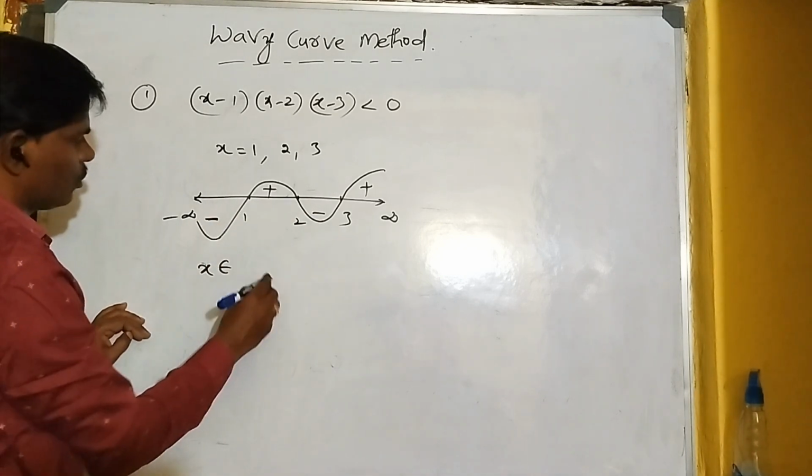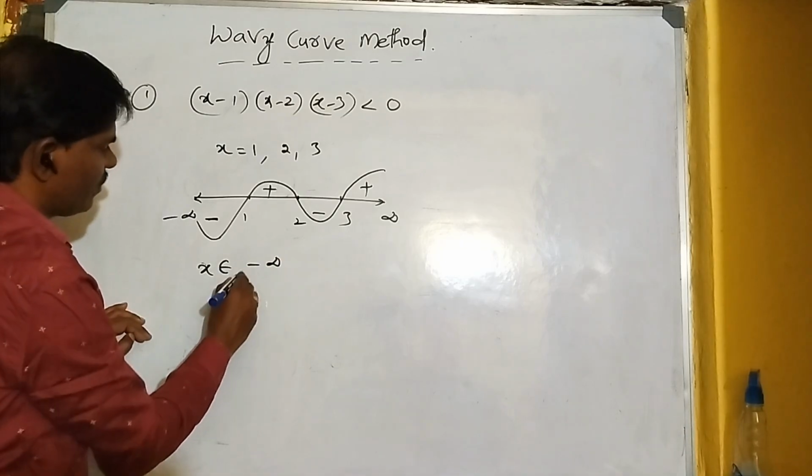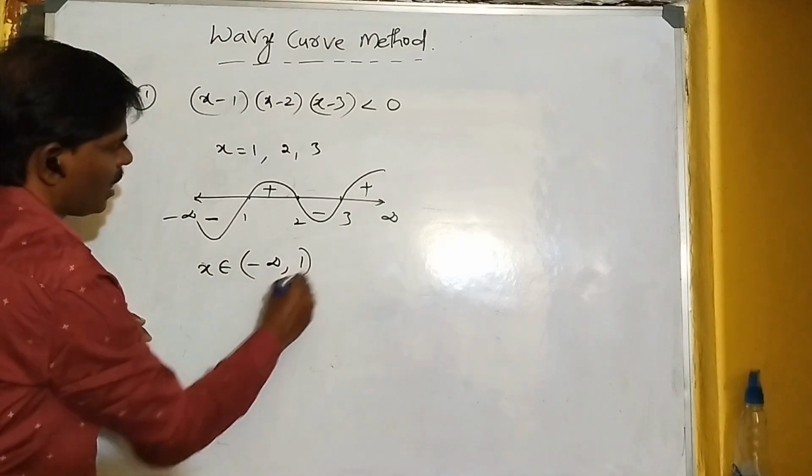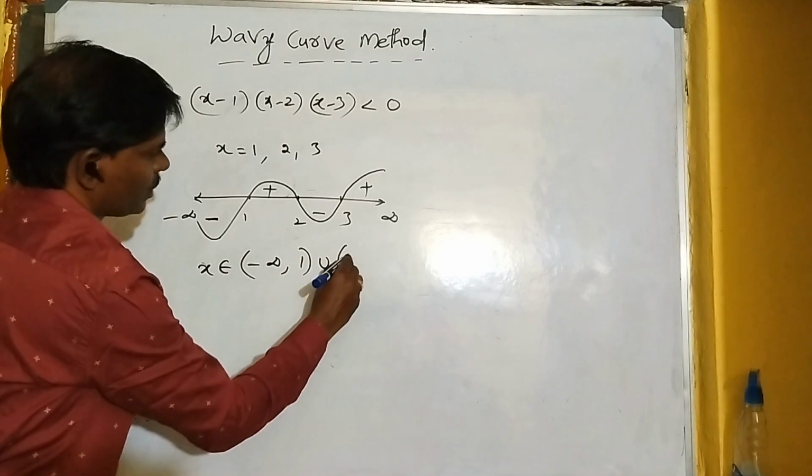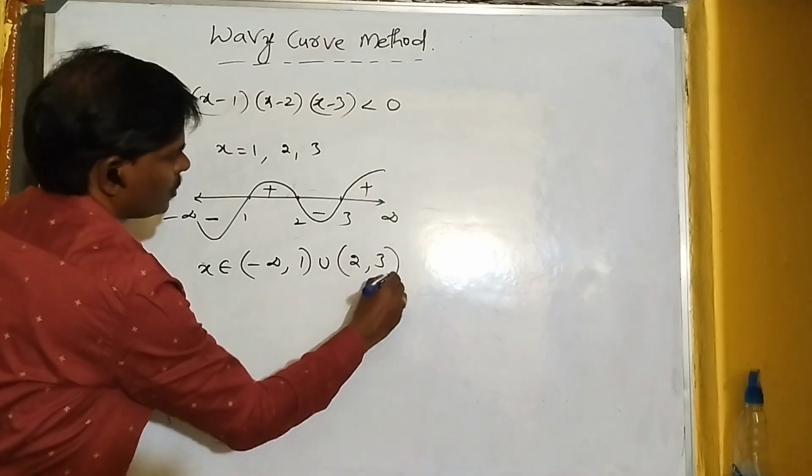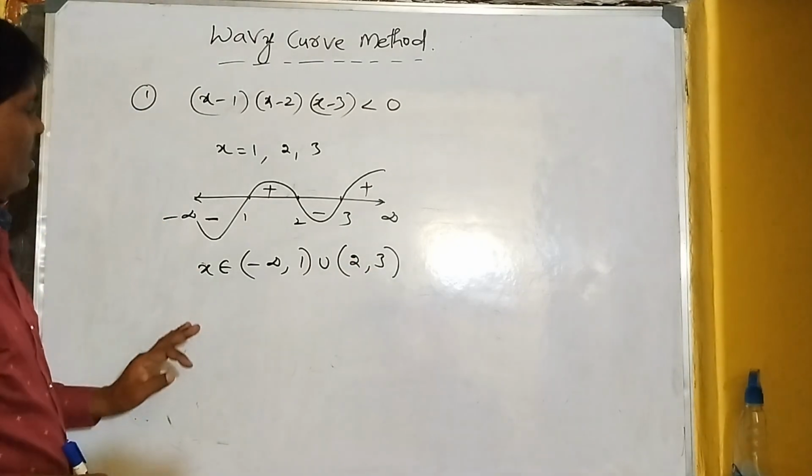Okay, x belongs to minus infinity open interval, comma 1 also open interval, union next 2 to 3, this is also open interval. This is also open interval.